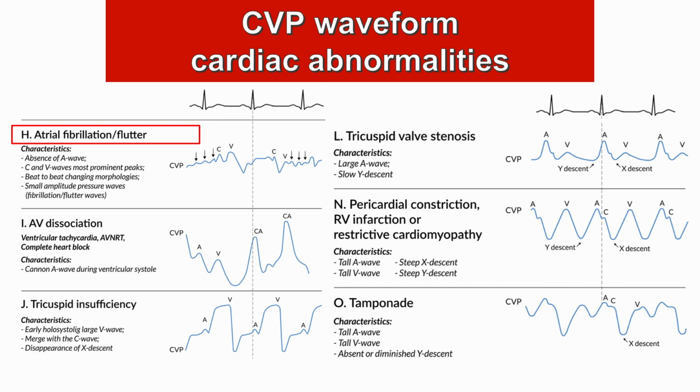So how does this look on the CVP waveform? Obviously, we're going to lose our A wave. We're just going to have these small fibrillatory waves, and then everything else should be the same. So we have our C wave, we have a V and a Y. Our X will also be a little bit more difficult to see because of the loss of that atrial contraction.